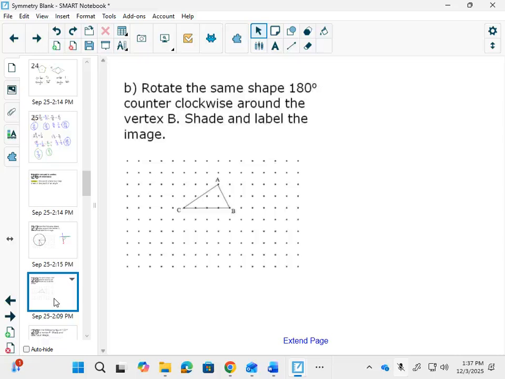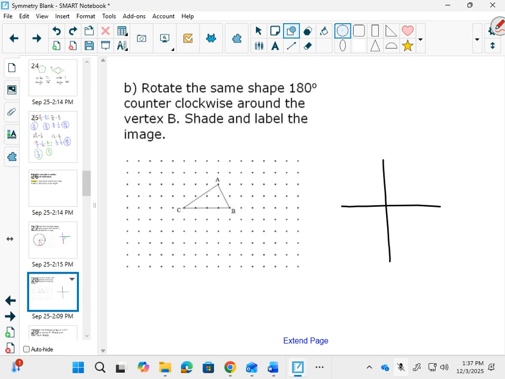Rotate the same shape 180 degrees counterclockwise. So again, I'm going to think about this, and 180 degrees counterclockwise would take this green line and go 180 this way and end up at this red line, because 180 degrees is halfway around the circle. So all of these measurements are things you're going to have to think about, and maybe put some stuff on your cheat sheet to help you remember.